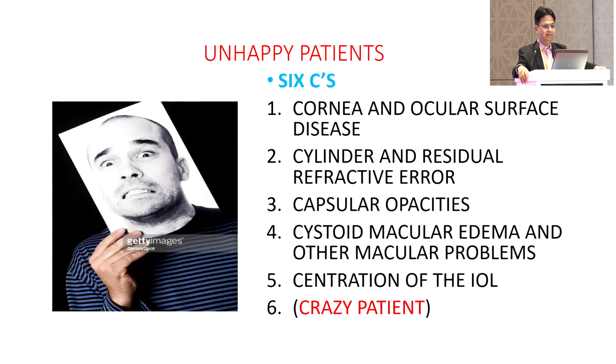Now just guess, even after doing so much gymnastics, the patient may have poor satisfaction. So I'll say there are 6 C's for poor satisfaction or unhappy patients: poor cornea or ocular surface disease, cylindrical or residual refractive error, some capsular opacities, look for cystoid macular edema or other macular degeneration problems, check centration of the lens, or most of the time type A behavior patients, like crazy patients.